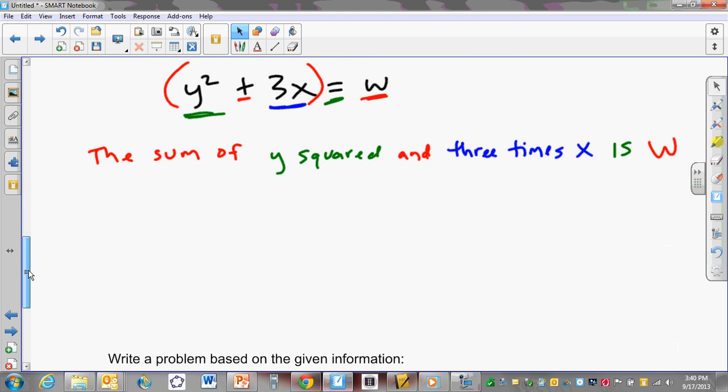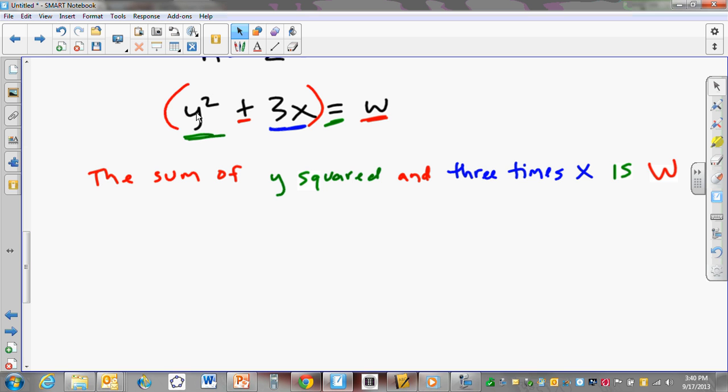Alright, then they'll give you the equation and they want it in words. So we need to say something along the lines of the sum of, meaning we're going to group this whole thing together and we're going to be adding y squared here, and that's our plus sign, 3 times x is, that's our equal sign, w. Something along the lines of that. It could be y squared plus 3 times x equals w. Anything close to that will work.